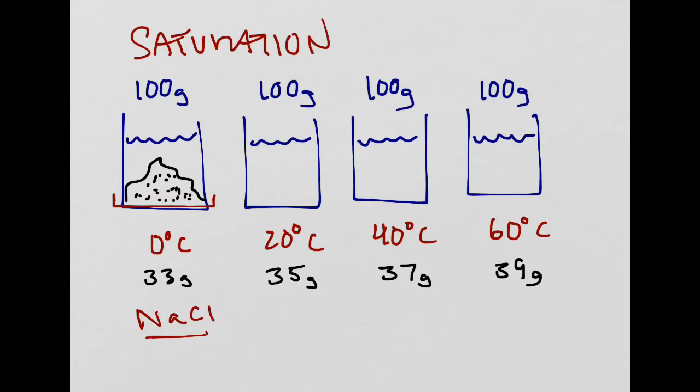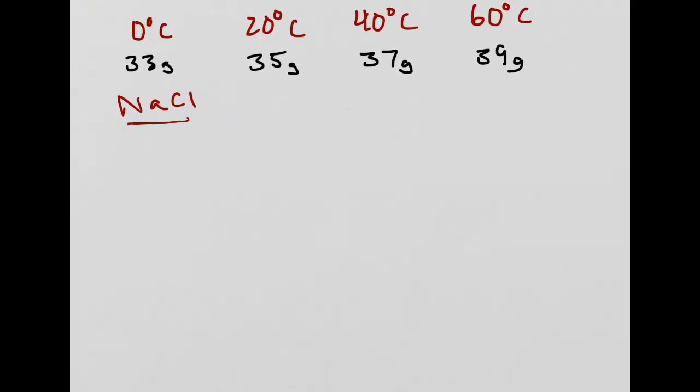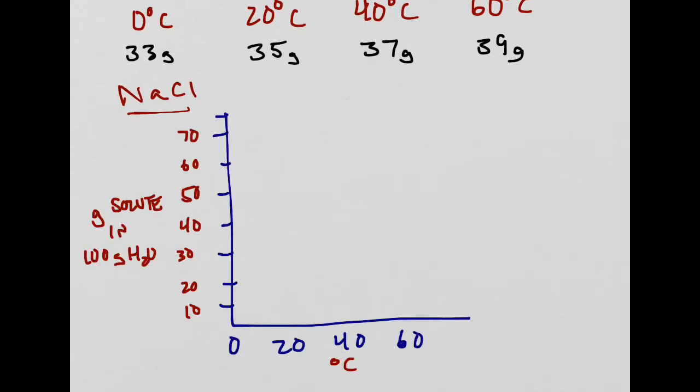So let's take a look then at other, actually let me go to this. Imagine if I were to then graph this information with the number of grams on the y-axis and the temperature on the x-axis. It would look something like this. So if I were to plot this, I would have around, say, 33 at 0, 35 at 20, etc. Something like that. And then if I were to draw a line, you would see it would look something like that. Well, that is the solubility curve for NaCl in 100 grams of water.